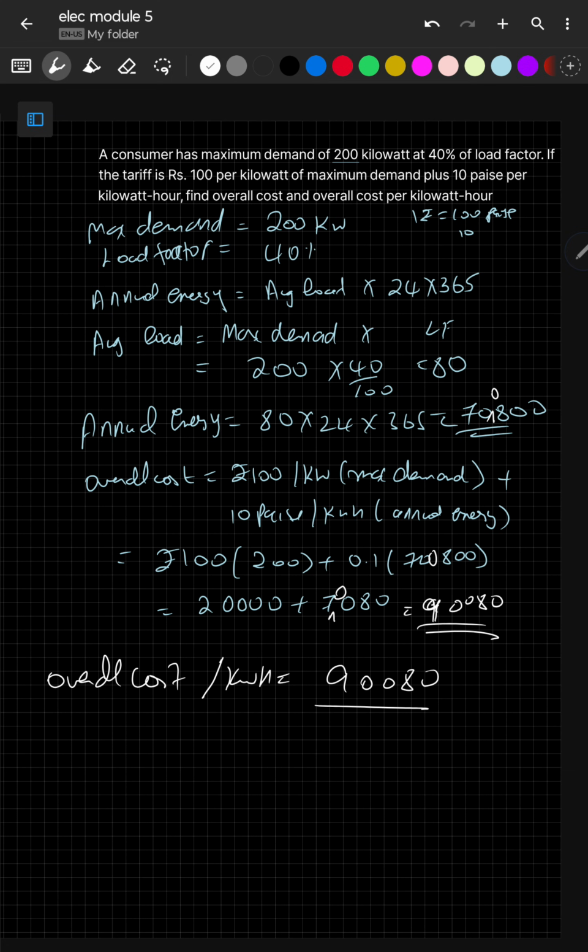That is the annual consumption, and that we have found to be 700,800. So 90080 by 700,800. That will give me rupees 0.1285 per kilowatt hour.